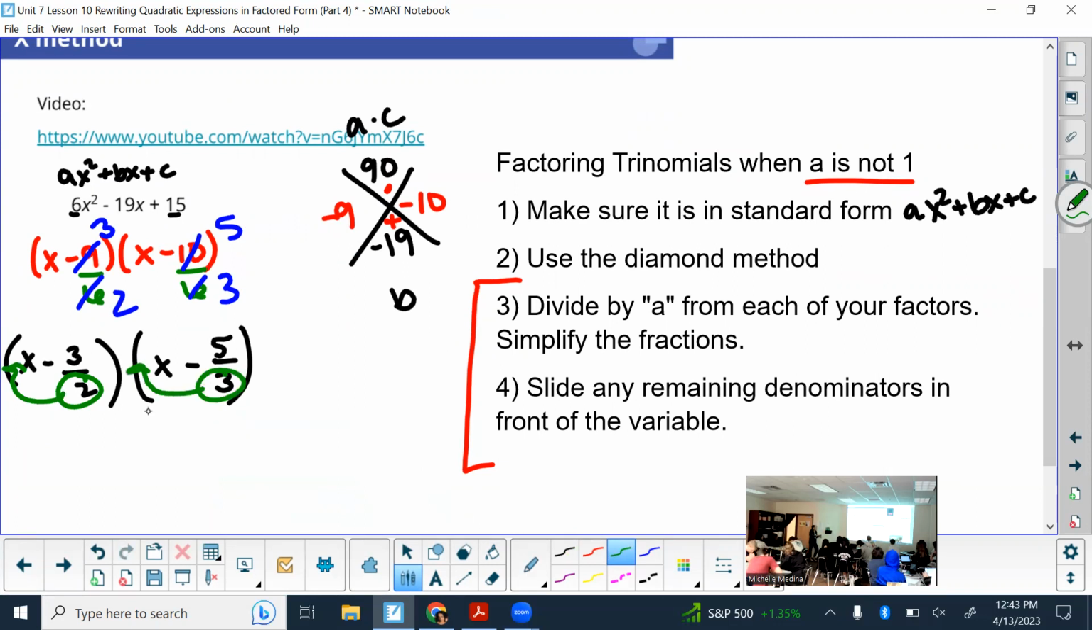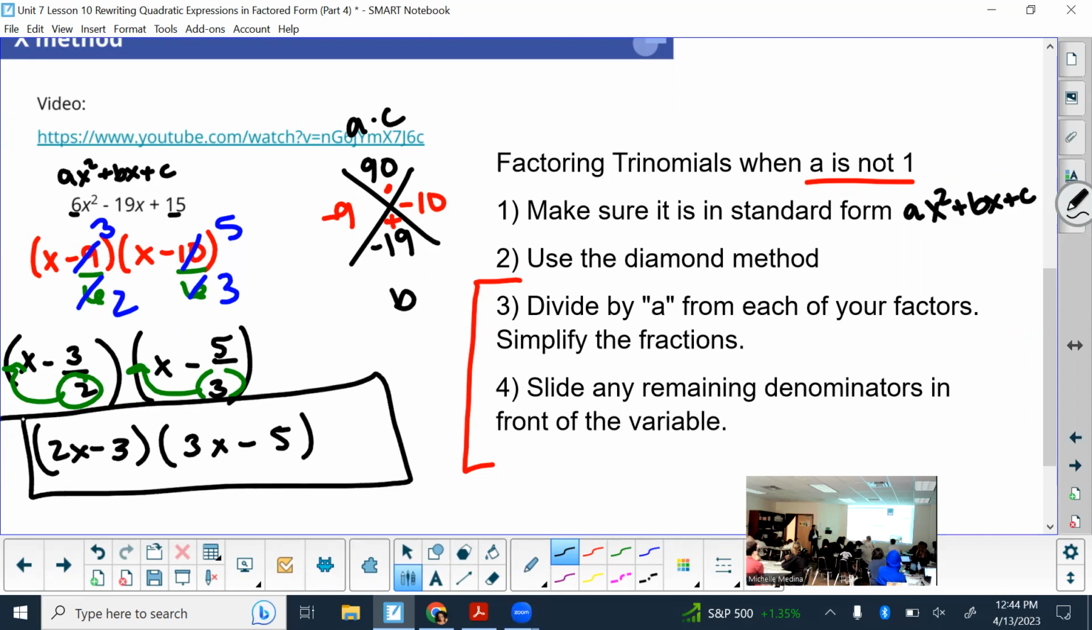And now when I multiply them out, oh, and that should be a 2, sorry. It would help if I wrote them down. All right, and now when I multiply them out, I should get my original problem that I was talking about here. So 2x times 3x is 6x squared, 2x times negative 5 is negative 10x, negative 3 times 3x is negative 9x, and negative 3 times negative 5 is positive 15. So this is my final answer. Questions? Getting easier?